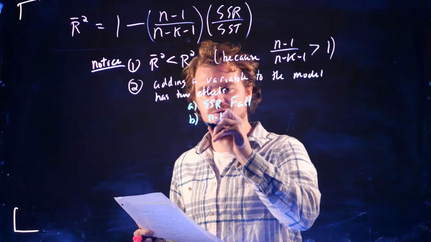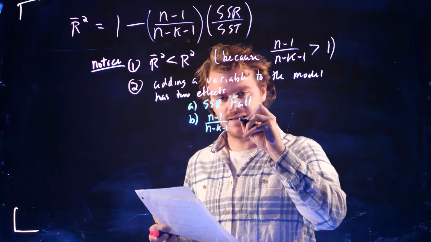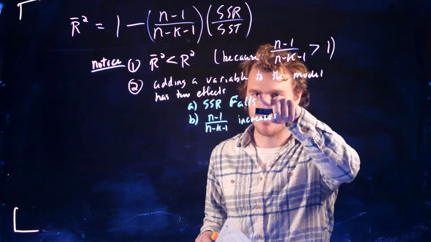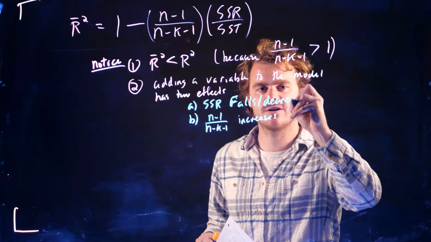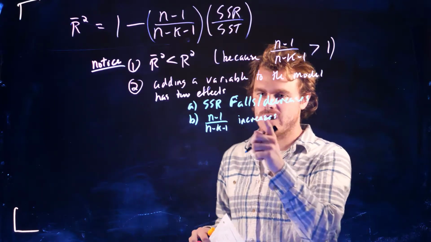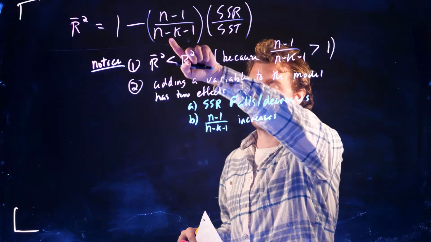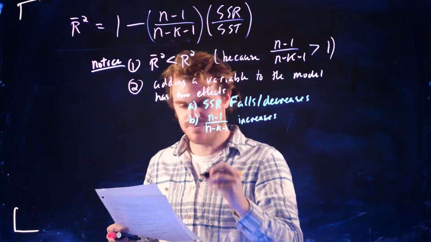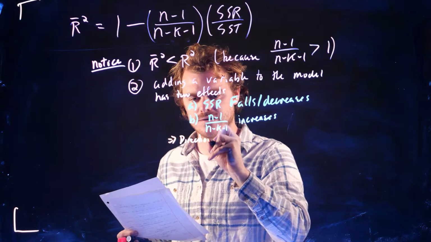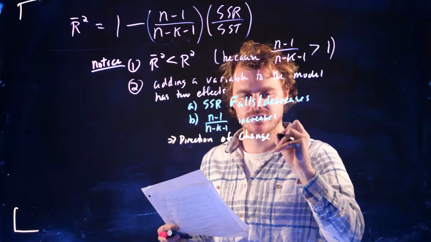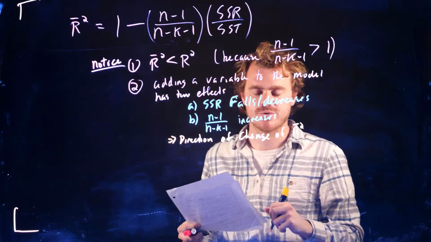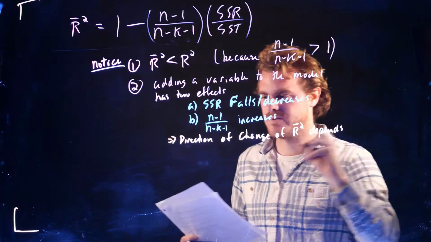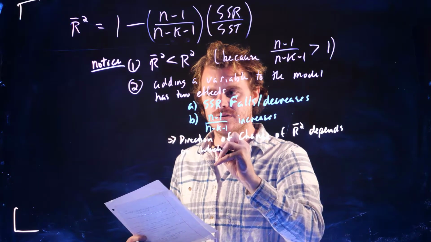But at the same time, this new term increases. So this falls, or decreases. Maybe decreases is better in terms of the language I'm using on the next line. The second thing that's happening is that this term is increasing. Again, let's get another color here, so hopefully it shows up. So the direction of change of this goodness of fit measure, which we're calling adjusted r squared, depends on which of these two effects is bigger.